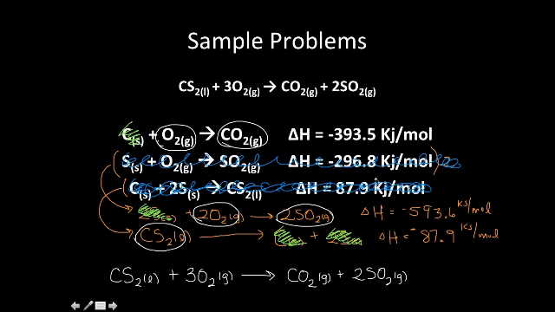The only thing now I need to do is add all of my enthalpies, all of my change in heat energy. So I need to take my negative 393.5, add that to my negative 593.6, and add that to my 87.9, and what I'm going to get is a new change in enthalpy for this entire equation, and that is negative 1,075 kilojoules per mole.